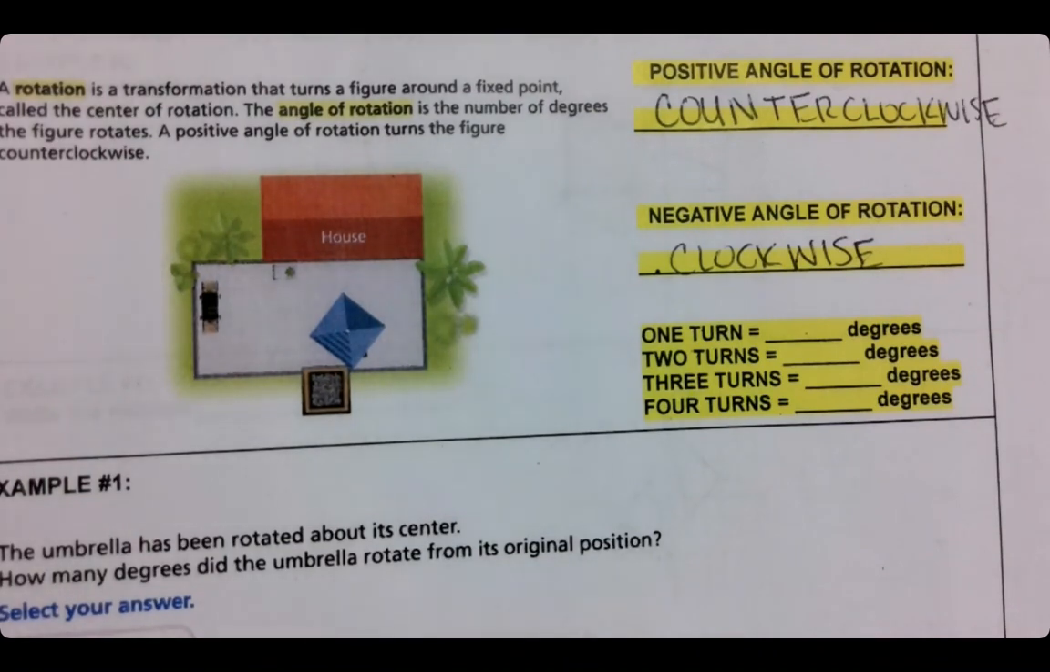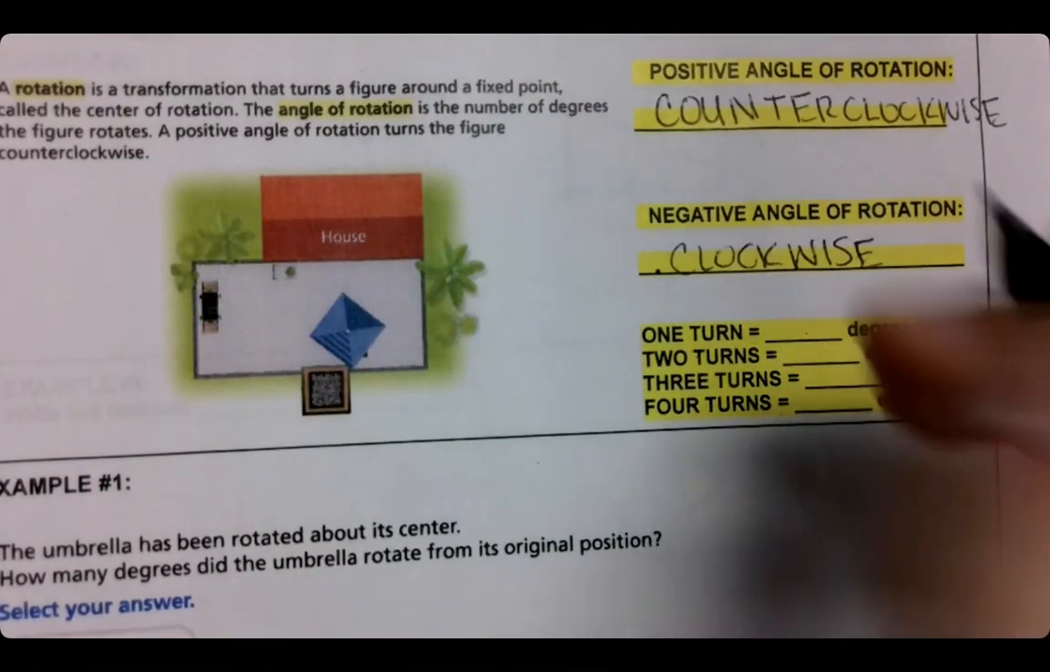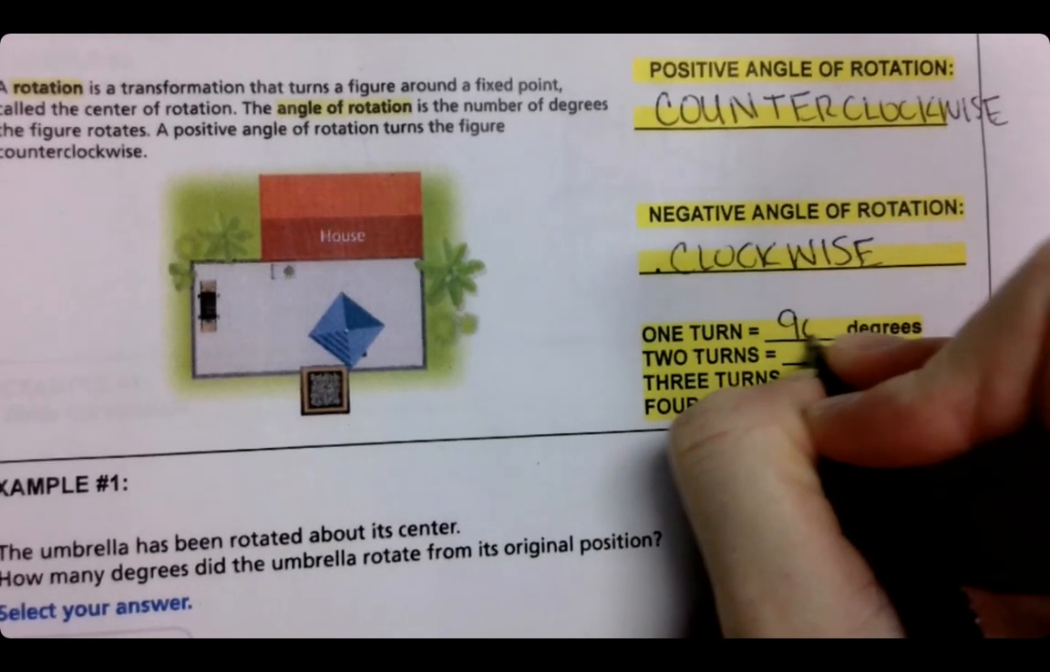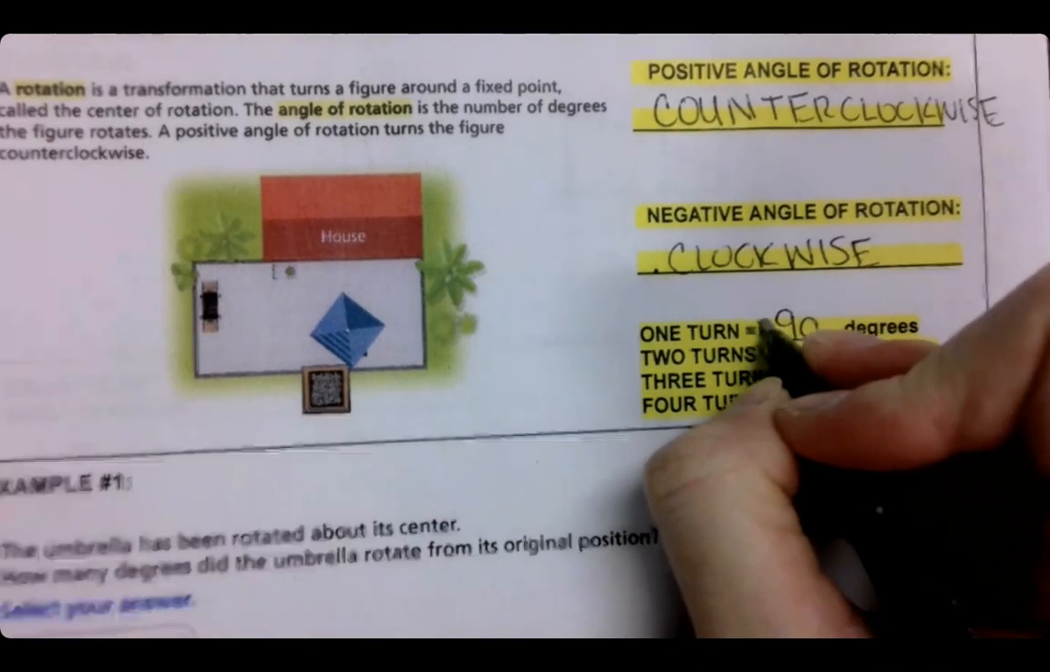be fixed around the origin, which is the middle of the graph, right, where the x-axis and the y-axis meet. And we're either going to turn it 1 time, 2 times, 3 times, or 4 times. And so I just wanted to tell you what that meant if you hear that. So 1 turn is 90 degrees, right? Positive or negative.